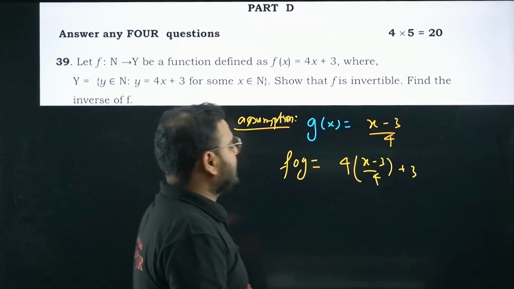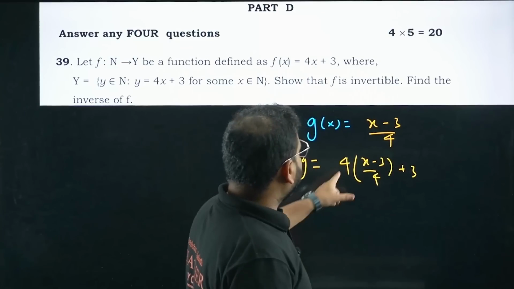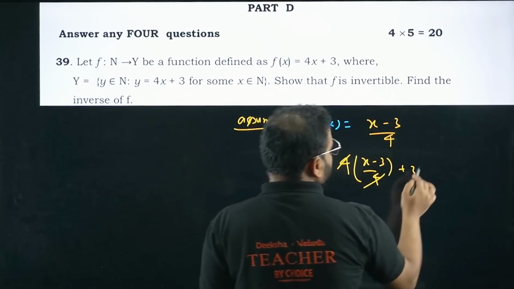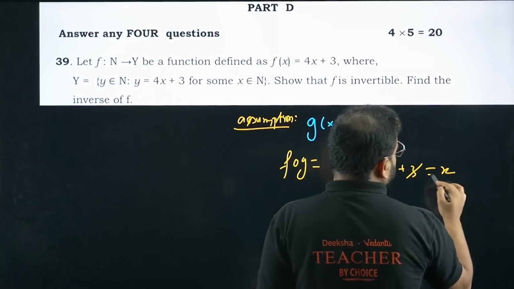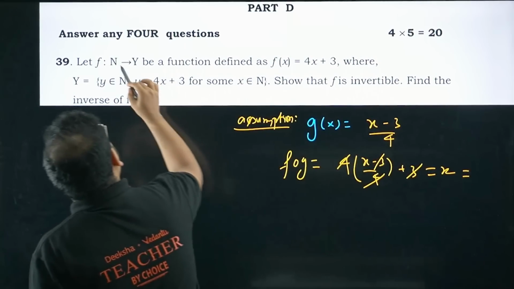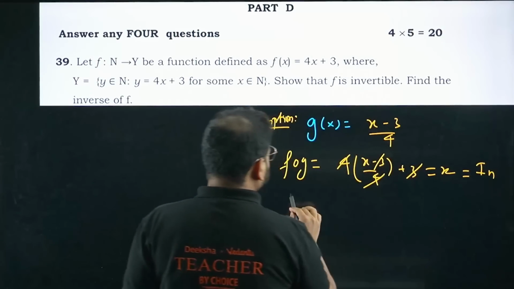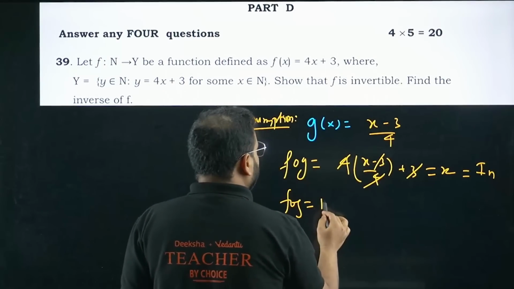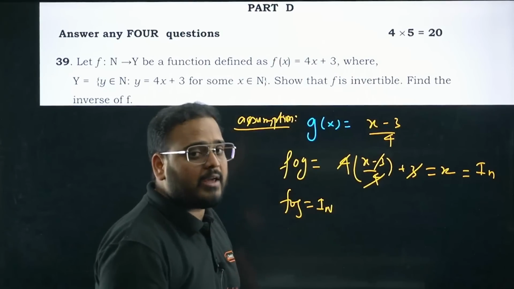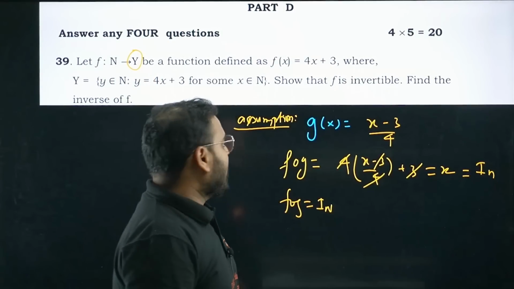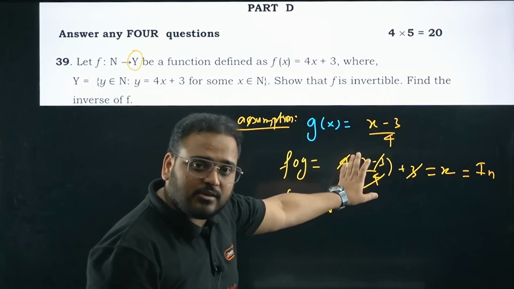Then we get 4 times of x minus 3 by 4 plus 3. The 4 cancels, the 3 also cancels, simply x. So I'm getting fog equals to the identity on the domain. If I can get gof equals to the identity on the codomain, I can say the function is invertible, and this is the inverse. That's one of the approaches.